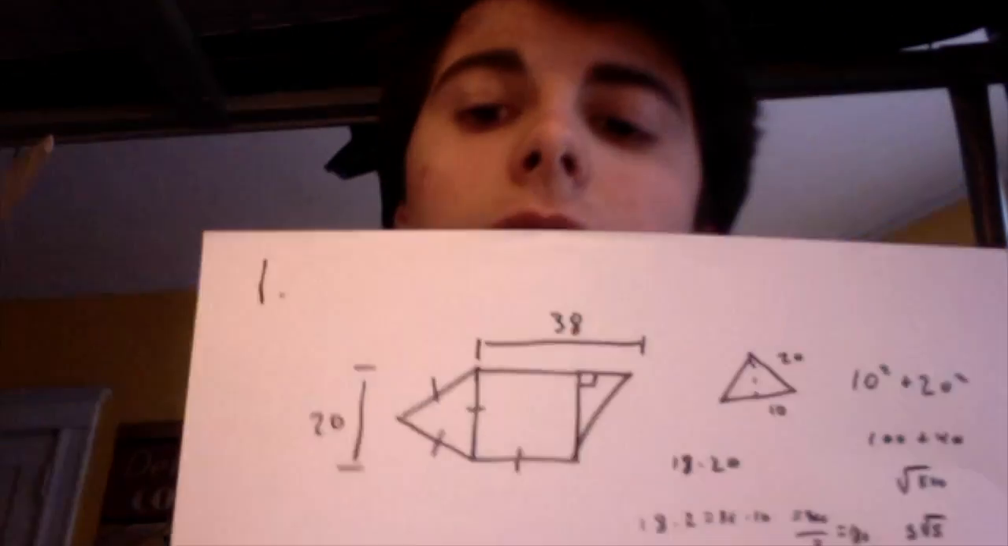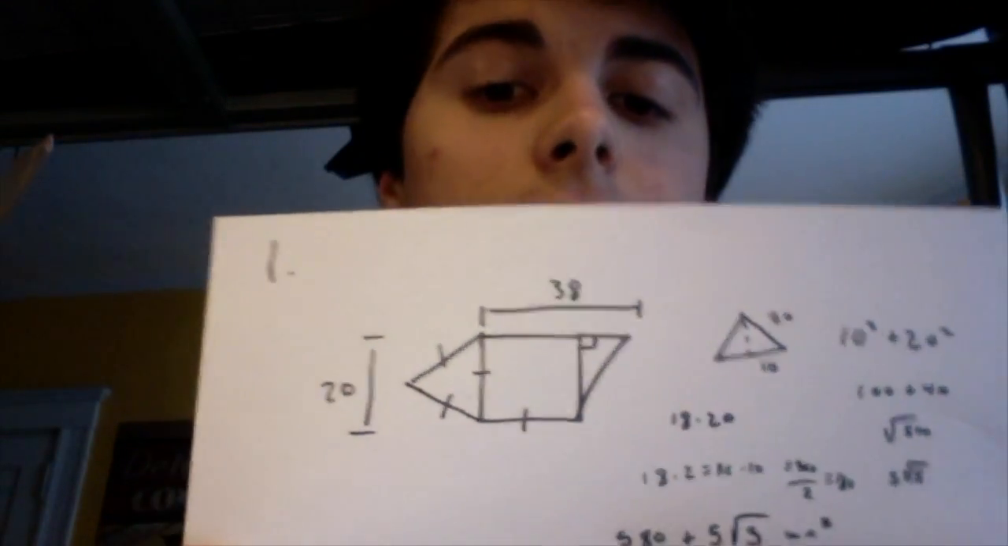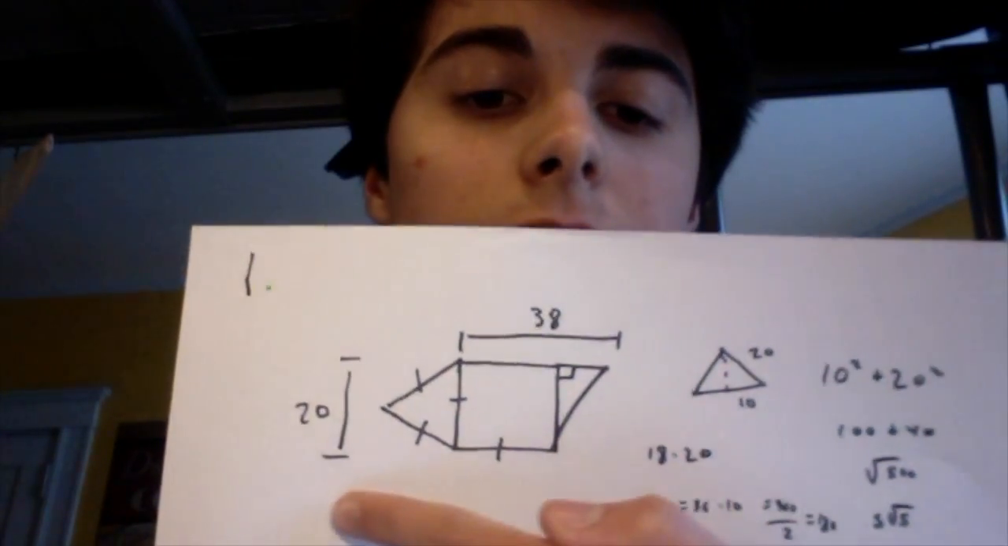This is Jack, and I am going to go over Chapter 11 test, Question 1. So, first things first, I have to show you what I did wrong. Here's the question. It's to find the surface area of this composite figure.